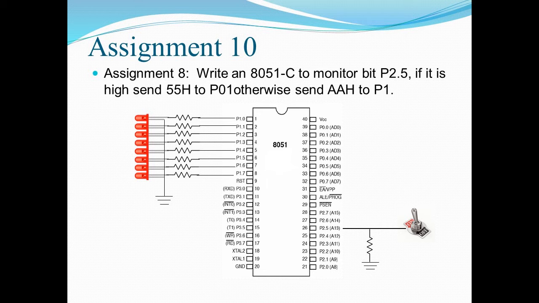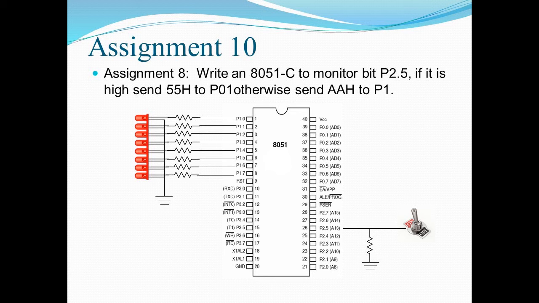We have connected one switch. Now this switch has 2 states, either on or off, and according to that the LEDs connected to port 1 will receive the data, that is 55H and AAH. If you can imagine, 55H means alternate LEDs will be on and off, and AA means the same thing, the alternate LEDs will be on and off, like 0101 and 1010. So we are just toggling a port.